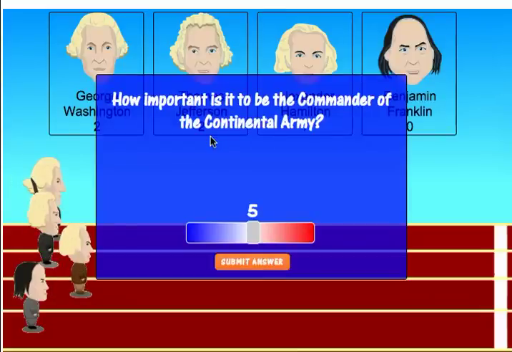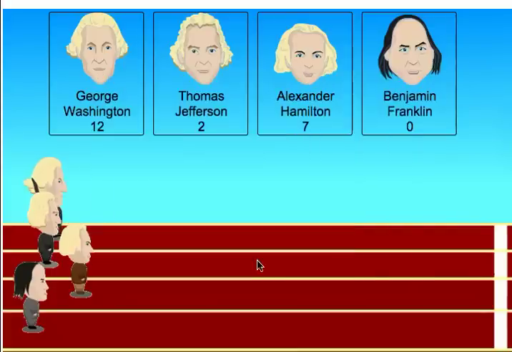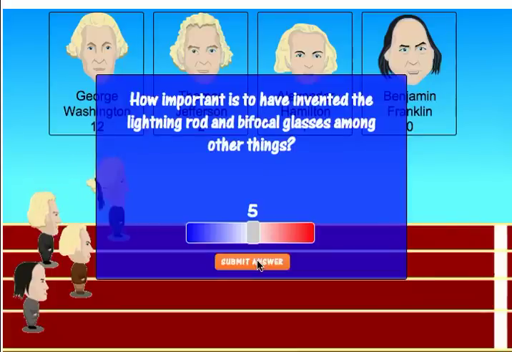How important is it to be commander of the Continental Army? I think that's very important. That's a very significant role in the Revolution. I'm going to give that a 10. And I know that, of course, George Washington was commander of the Continental Army.